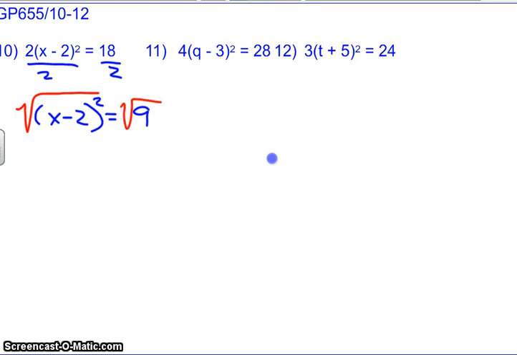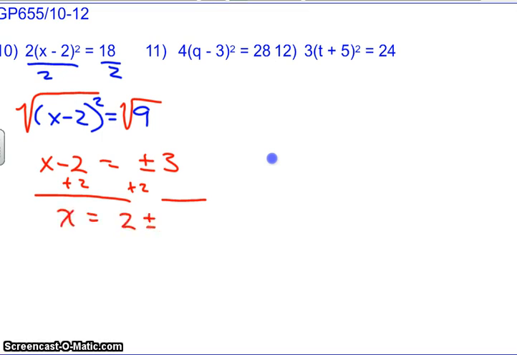And what would you get? X minus 2 equals 3. Wait a minute, just 3? Good, plus or minus 3. Okay, and then what do we do to isolate x? So then add 2. So then it's x equals 2 plus 1 is 3.